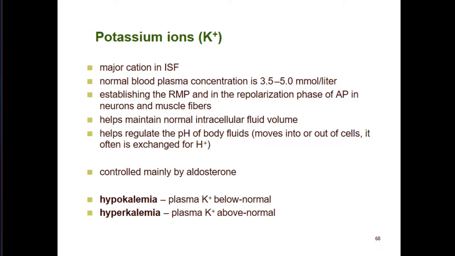Potassium ions. That's the major cation in intracellular fluid, and that's the normal plasma concentration. You can see it's very low. Potassium we discussed when we were talking about resting membrane potential, and also it is involved in the repolarization phase of the action potential in excitable tissue. It also helps to maintain the normal intracellular fluid volume and also helps to regulate the pH of the body fluid. It moves in or out of the cells, and it will often be exchanged for hydrogen, depending on the pH. And the hormone which controls it is aldosterone, which is responsible for the secretion of potassium. And two conditions might develop: hypokalemia and hyperkalemia.